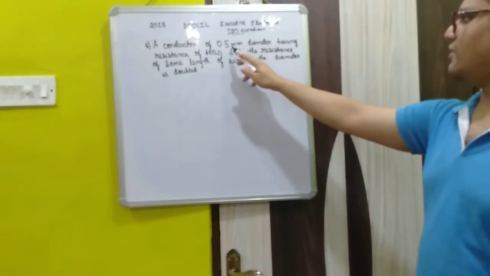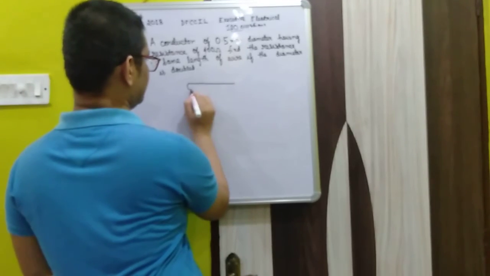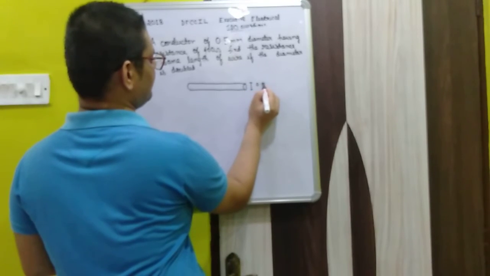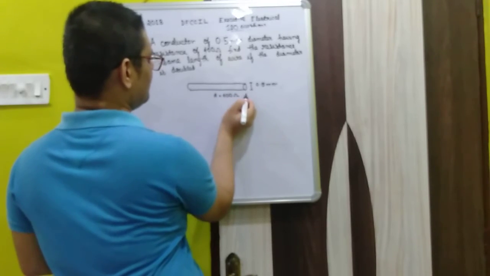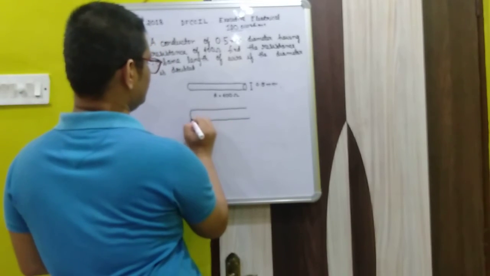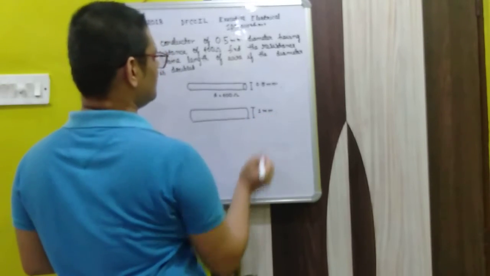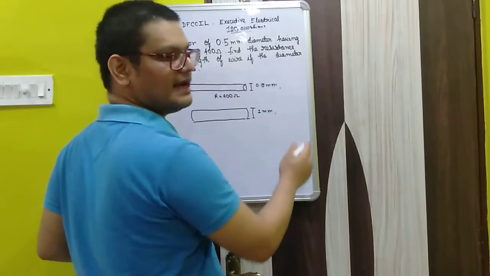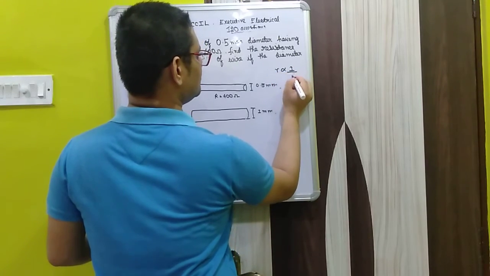A conductor of 0.5 millimeter diameter is a conductor. You can see the conductor. The diameter is 0.5 millimeter, and this resistance is 400 ohm. Now in this situation we have to just increase the diameter, means it will be doubled. So new diameter will be 1 millimeter. So now we know the relation that the resistance varies with the diameter. It is inversely proportional to diameter square.